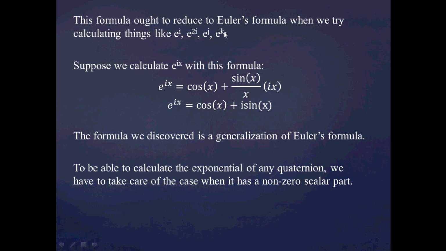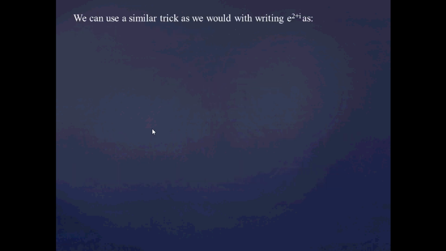And now, to complete our discussion of this formula, remember how in our derivation we were making the assumption that the scalar part is 0. To be able to calculate the exponential of any quaternion, we have to take care of the case where it has non-zero scalar parts.